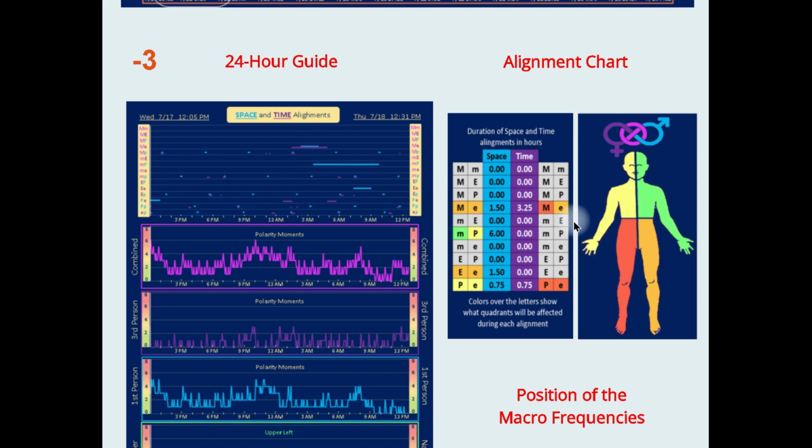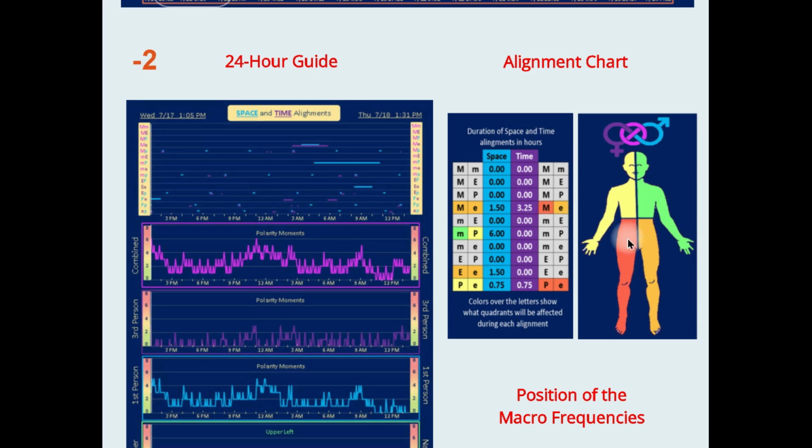This is the time alignment at ME, 3.25 hours. This is coming after the lower quadrants, so we're going to get both the right and left lower quadrant. This capital M is much stronger. That's a year frequency, 3.5 hour frequency. Much more likely you're going to feel it right here.